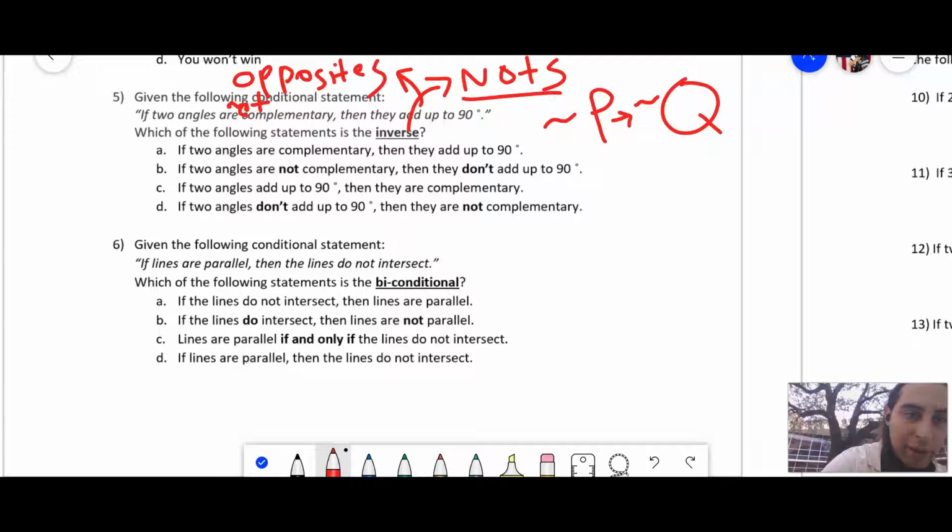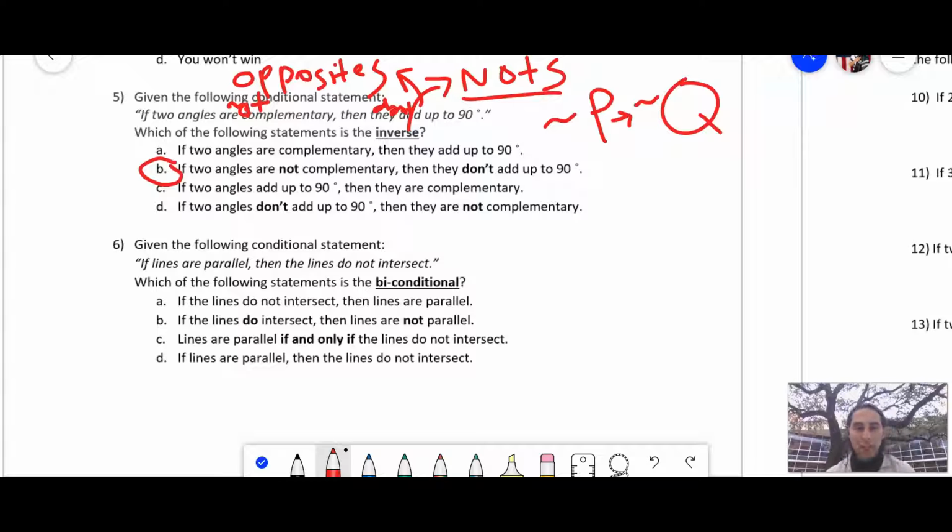kind of hard to write on this, sorry. Then they add up to 90. Well, instead of they add up to 90, what's the opposite of adding up to 90? They don't add up to 90. All right, I know it's kind of ugly. So what's my answer? How can I make both of these opposite? Which answer choice gives me the same order but opposites? And it would be if two angles are not complementary, then they don't add up to 90. That's going to be letter B.